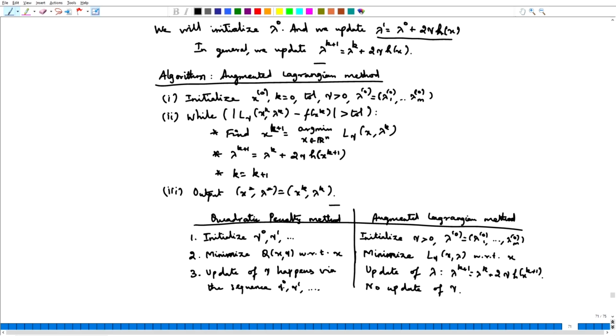We will see an example, possibly we will start with an example in the next lecture, for equality constraints alone.